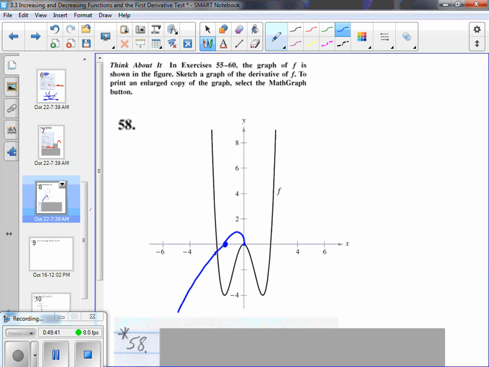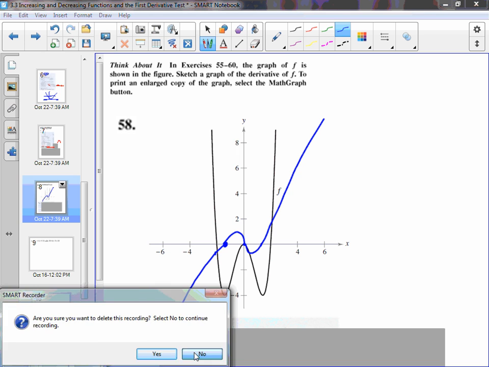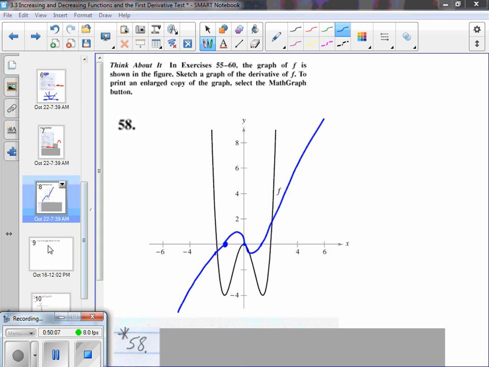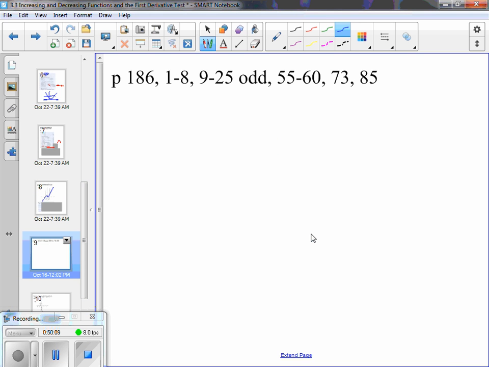And then what's our function doing? Decreasing. So what's the derivative? Negative. So the derivative's negative as long as the function is decreasing. Then what's the function doing? Increasing. So what's the sign of our derivative? And there we go. It's even easier now than it used to be. There's your assignment.